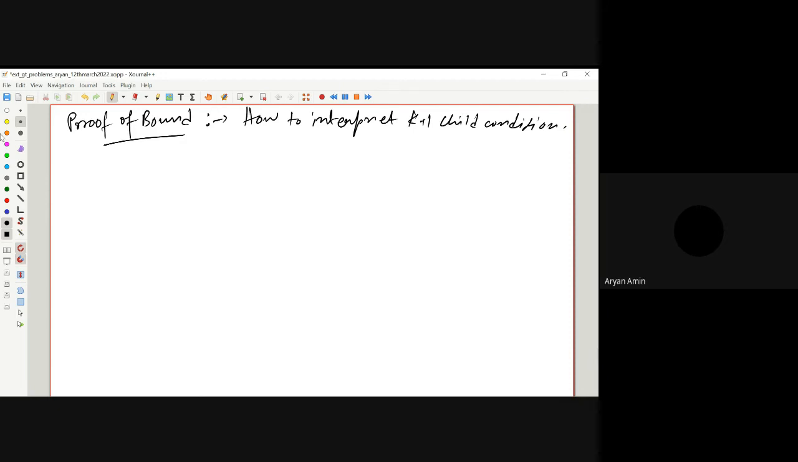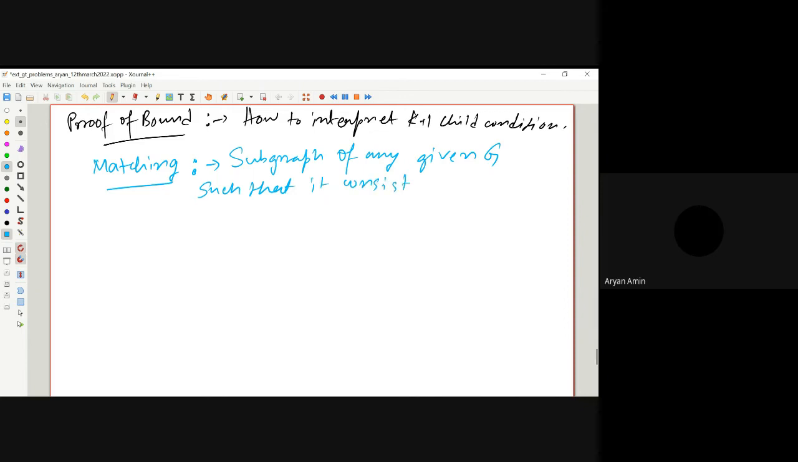Okay, so I'll define a term. I'll call the term matching. So what is a matching? A matching is a subgraph of any given graph G, not necessarily the one in the problem, okay? Such that it consists of a bunch of disjoint edges.